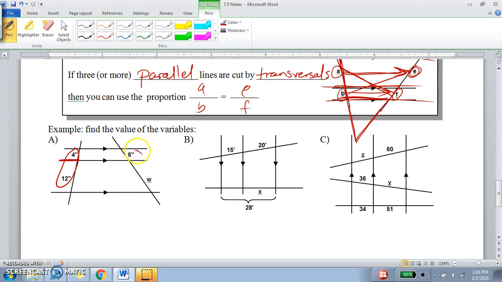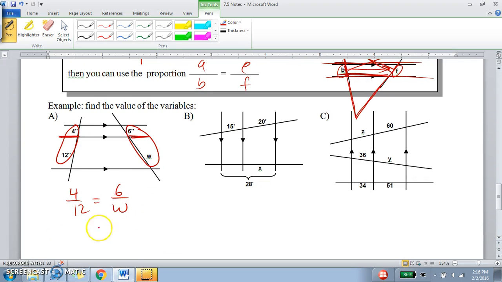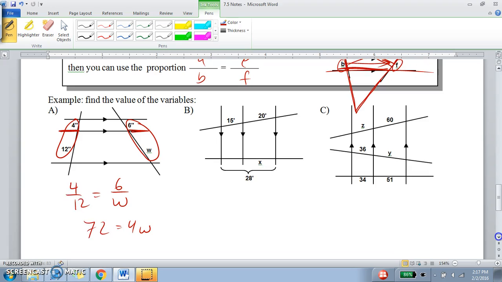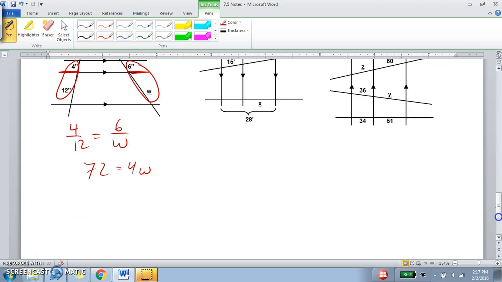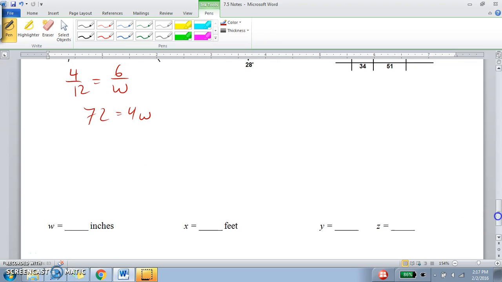4 over 12, 6 over W. 4 over 12 equals 6 over W. Cross multiply. And we get 72 equals 4W. When we divide by 4, see if there's a line down here for me for my variable. Way down here. We get 18 for W.